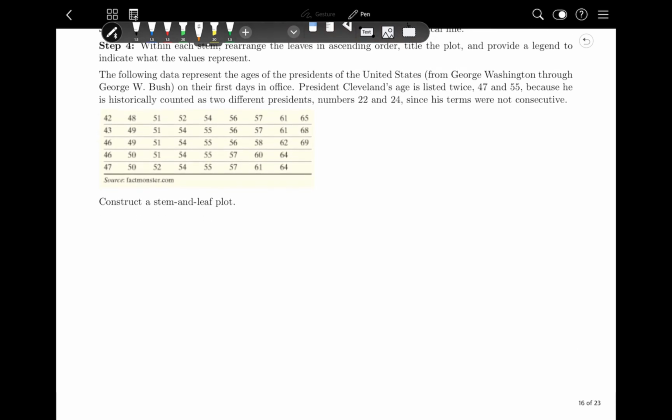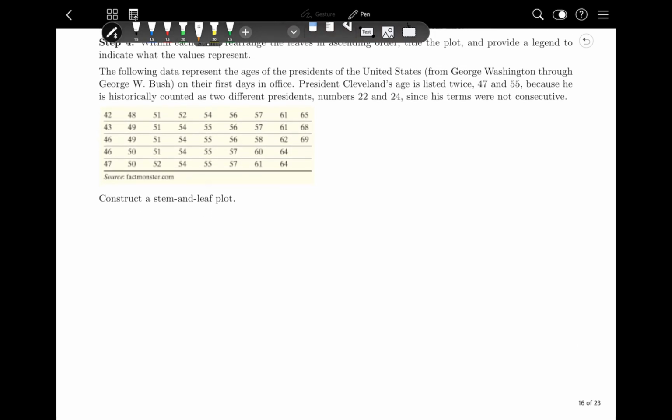So the following data represent the ages of the presidents of the United States from George Washington through George W. Bush on their first days in office. President Cleveland's age is listed twice at 47 and 55 because he is historically counted as two different presidents, numbers 22 and 24, since his terms were not consecutive.